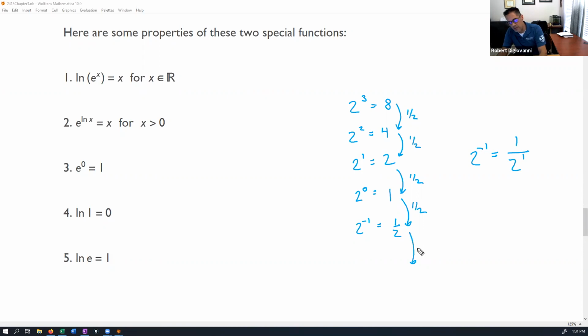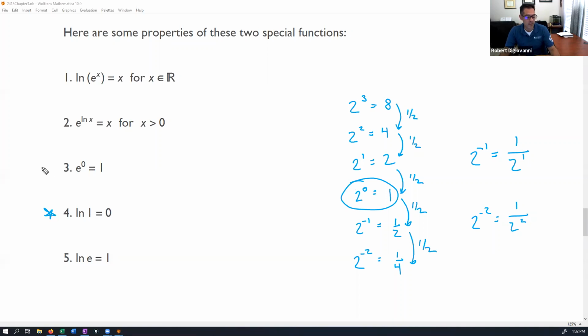And if we did it again, what would half of half be? A fourth, right? And that should be 2 to the negative 2, which it is, because 2 to the negative 2 is 1 over 2 squared, which is 1/4. This is not a proof. It's just showing you that 1 does kind of naturally happen here, like in the pattern of things. So e to the 0 is 1, all right? We should know that. This is a big one. Everyone should know that. Natural log of 1 is 0.